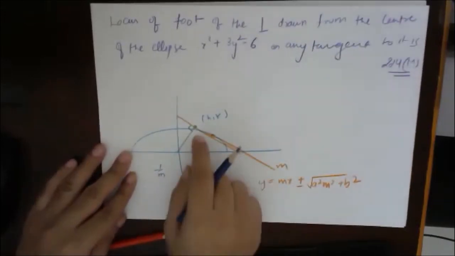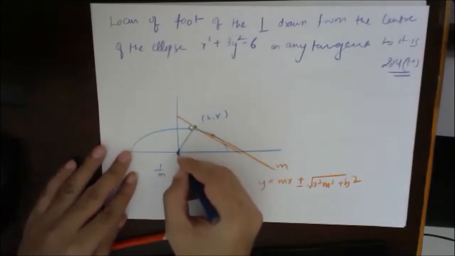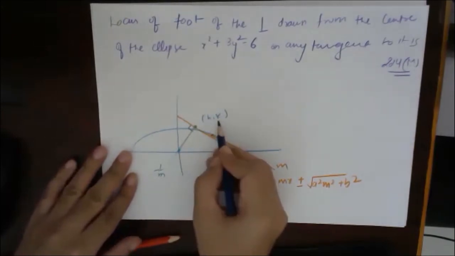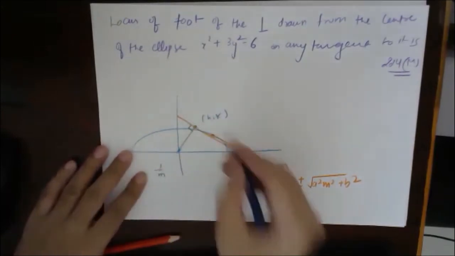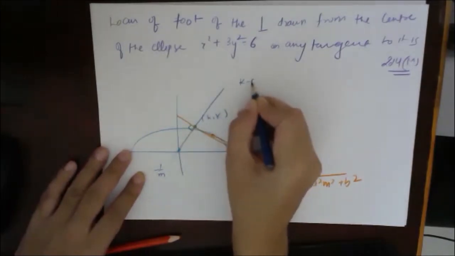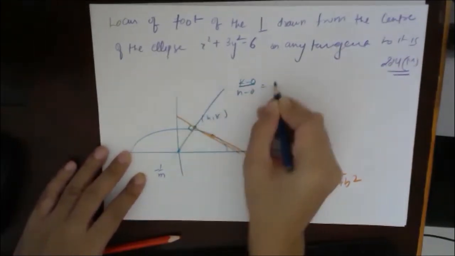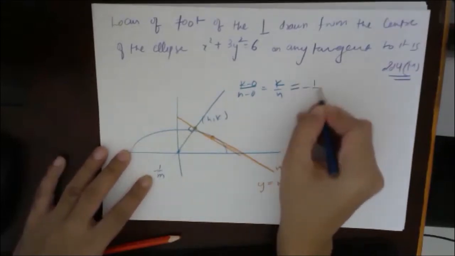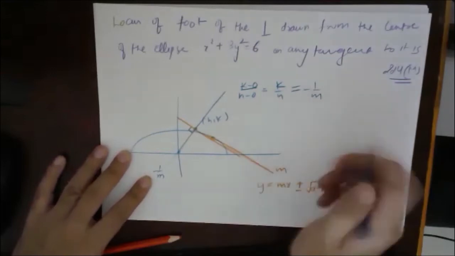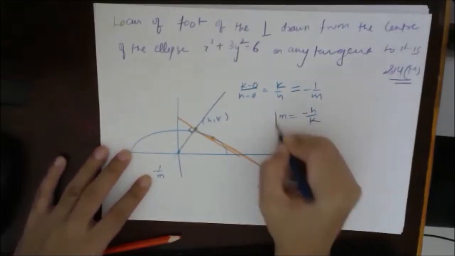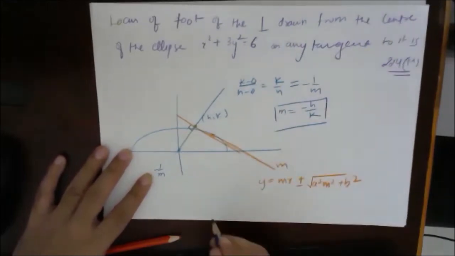Also, this line is passing through 0, 0 and h comma k, so I can find its slope. The slope will be nothing but k minus 0 upon h minus 0, so this will be k by h, and we have already taken k by h equals minus 1 by m. If I cross multiply, m will become nothing but minus h by k.